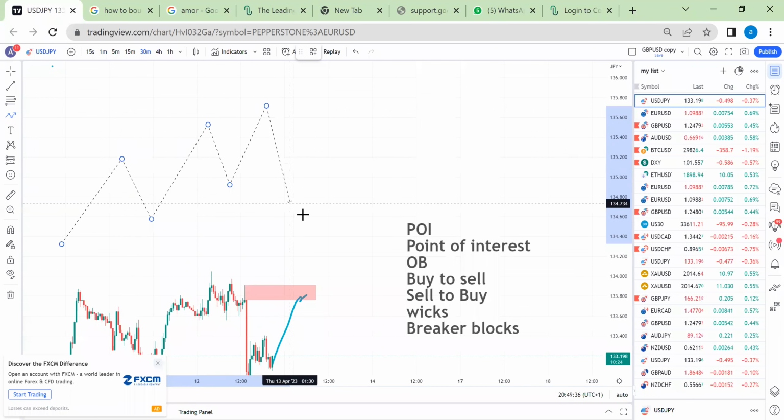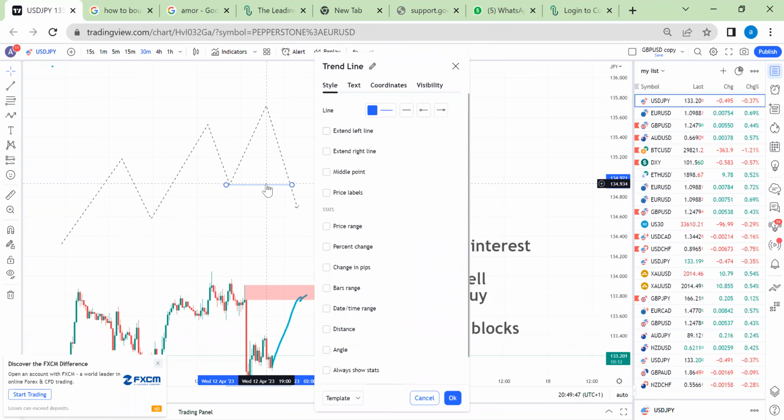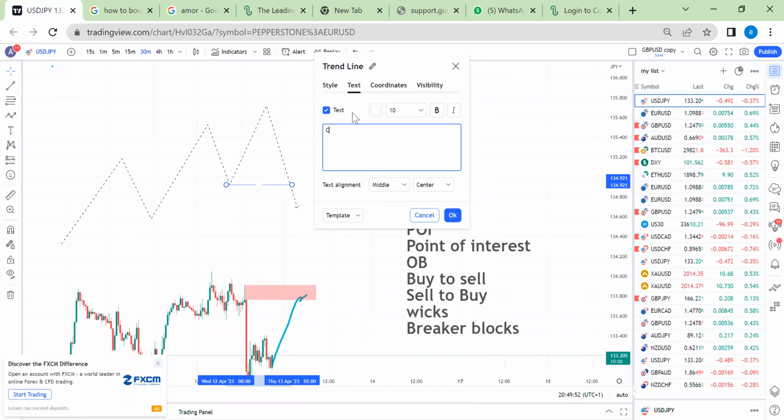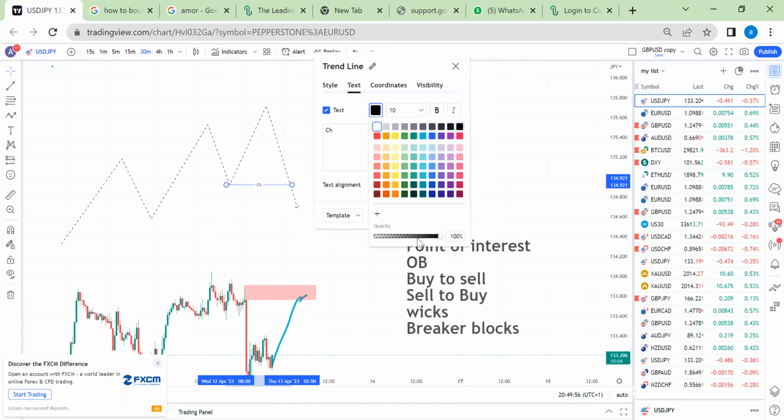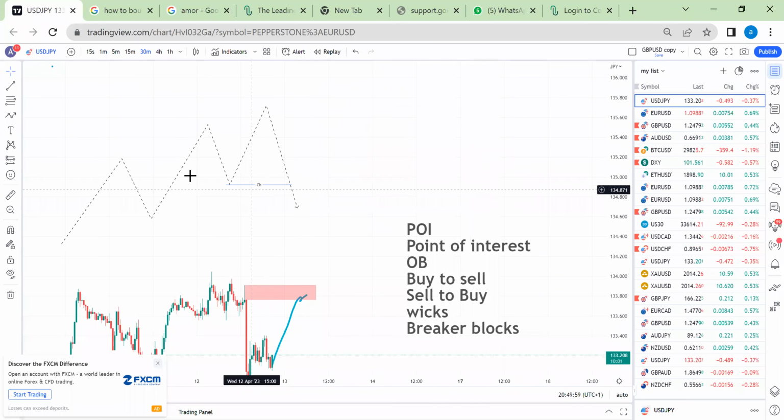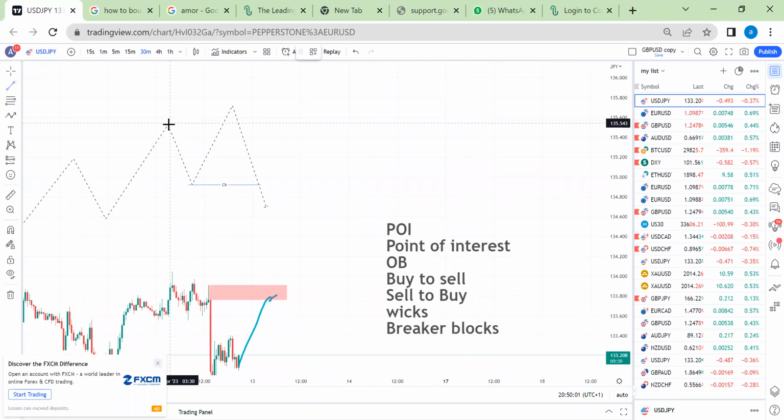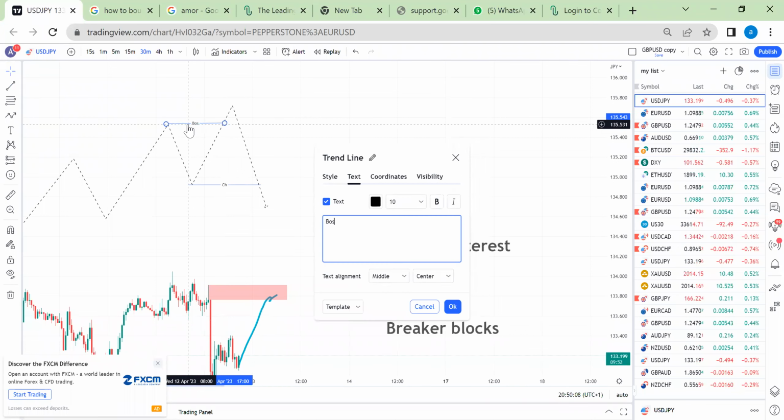Then eventually it breaks this higher low like this, giving you a change of character. Right there. Now, remember we have a break of structure here. This is the last break of structure we have to the upside. I'll just label it BOS.